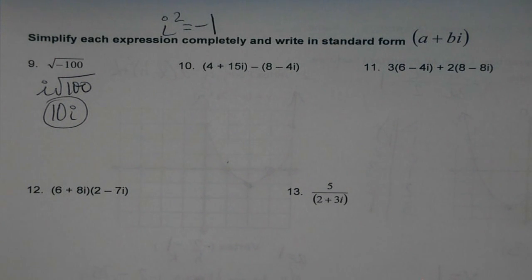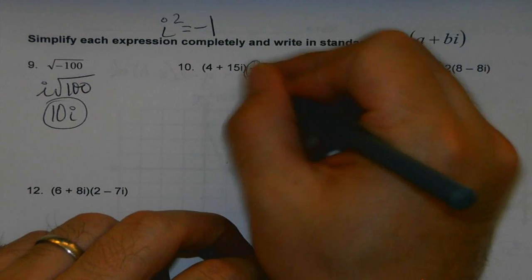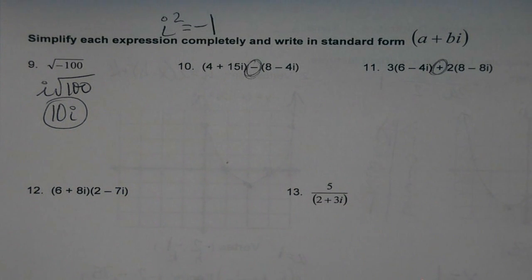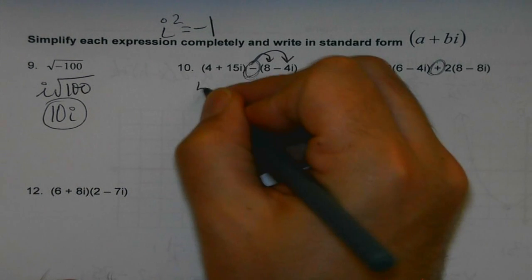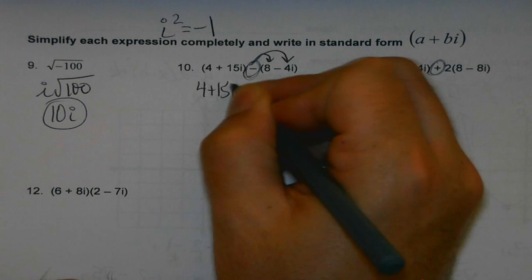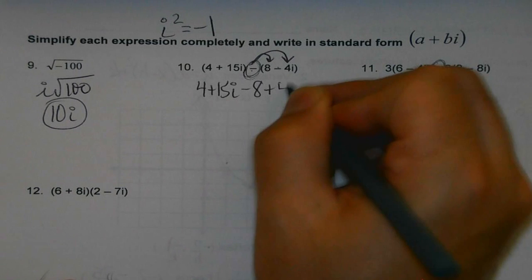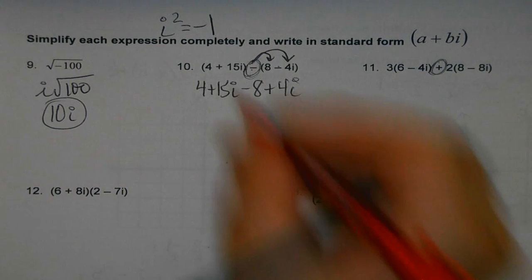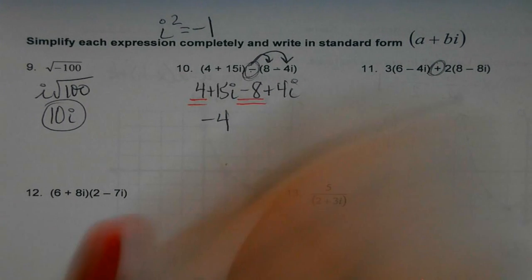Okay, when I get to 10 and 11, I can't stress this enough. People still did it on the last quiz, even when I talked about it. This is not multiplication. Do not FOIL these. Okay? The minus here just has to be distributed. So leave the first one alone. Distribute the -8. Change signs. Combine like terms while watching your signs.